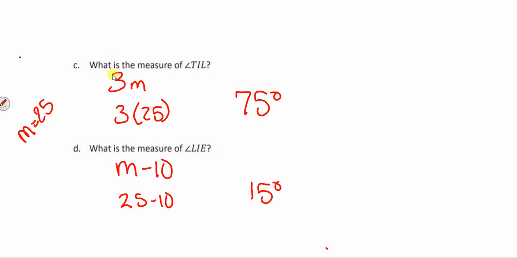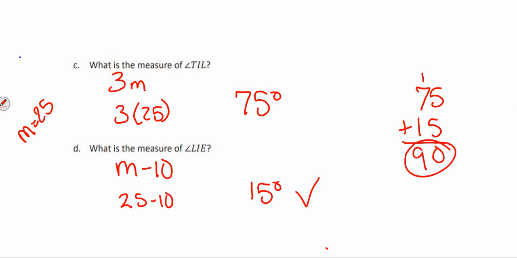If we did everything right, these two should add up to equal 90. 75 plus 15. 5 plus 5 is 10, carry the 1. 7 plus 1 is 8, plus 1 is going to be 9. It does equal 90 degrees, so both answers check. And you're done.